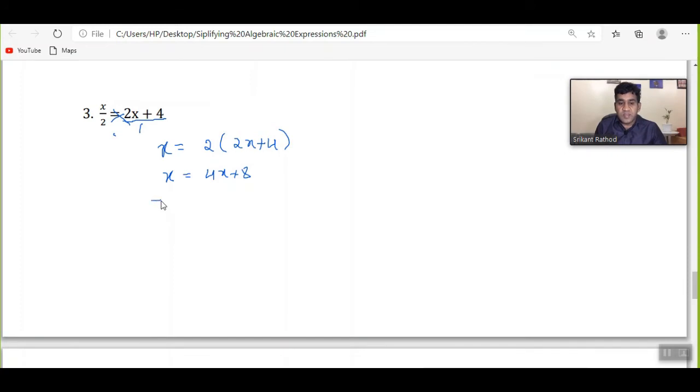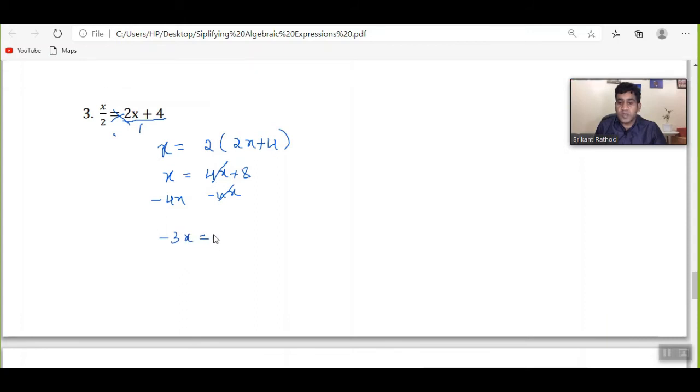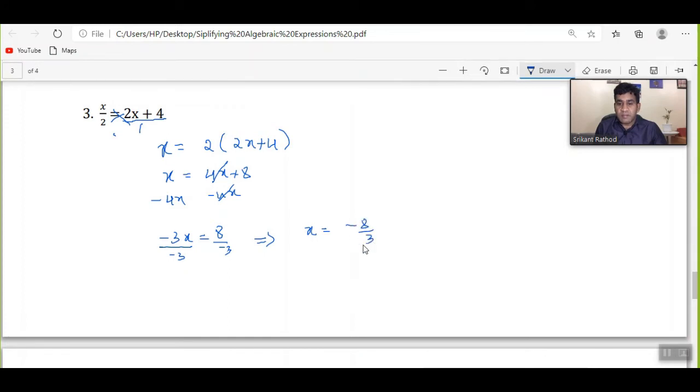Arrange the terms, meaning let's say minus 4x on both sides, then this term and this term get cancelled out. x minus 4x is going to be minus 3x, which is equivalent to 8. But I'm looking for the value of only x, not of minus 3x. So I have to divide both sides by negative 3, so that gives you the value of x as negative 8 by 3. So this is how you solve for the value of x. All right.